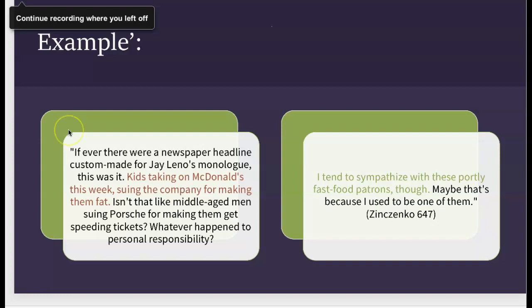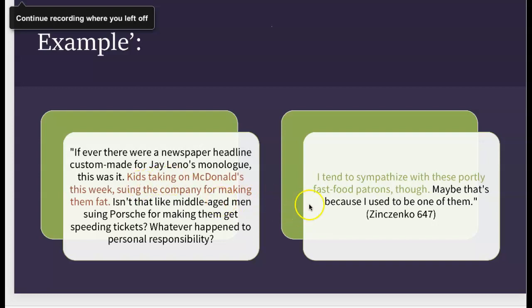Zinchenko writes, "If ever there were a newspaper headline custom made for Jay Leno's monologue, this was it. Kids taking on McDonald's this week, suing the company for making them fat. Isn't that like middle-aged men suing Porsche for making them get speeding tickets? Whatever happened to personal responsibility?" So here in his opening, he's responding to something that someone else has said, or responding to something that he has seen. This kind of exigence, remember that word from Unit 1?